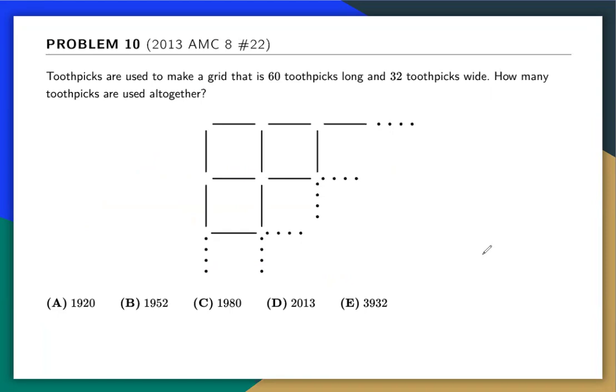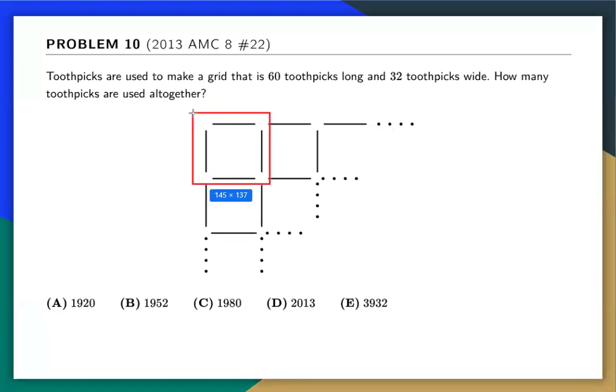We are given that toothpicks are used to make a grid that is 60 toothpicks long and 32 toothpicks wide. How many toothpicks are used altogether? Whenever you have a question like this, you really want to see a generalization of what you're trying to do, because this is somewhat involved.